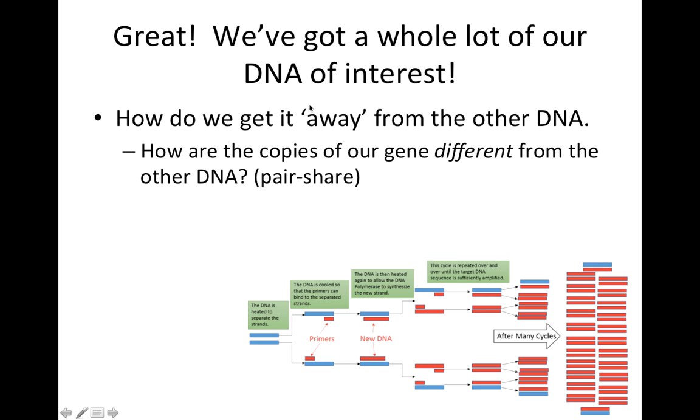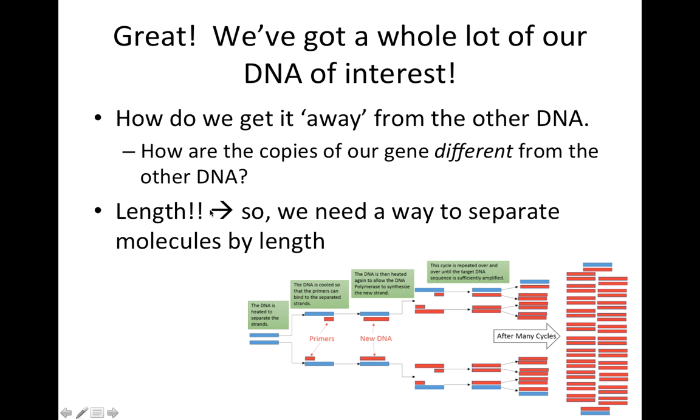So then the question is, how do we get it away from the other DNA? So we have all our copies here, but we still have many chromosomes, which amounts to a huge amount of DNA. And so we can ask, how are our gene copies different from the others? Sorry, if we were in class, we could pair share on this.